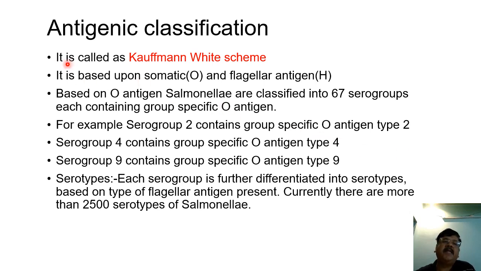Now come to antigenic classification. It is called the Kaufman-White scheme, and it is based on the somatic O antigen and flagellar H antigen. Based on O antigen, Salmonella are classified into 67 serogroups, each containing a group-specific O antigen. For example, serogroup 2 contains group-specific O antigen type 2. Similarly, serogroup 4 contains O antigen type 4, and group 9 contains O antigen type 9.